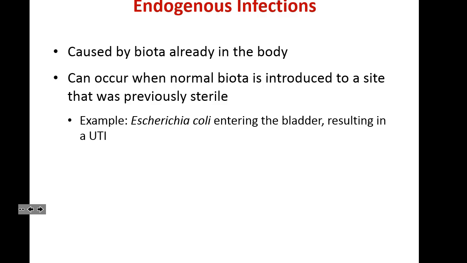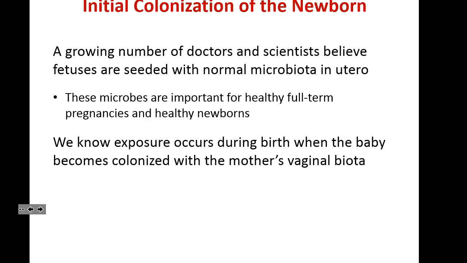Endogenous infections are caused by biota already in the body. They can occur when the normal biota is introduced to a site that was previously sterile. An example is E. coli entering the bladder, resulting in a urinary tract infection.